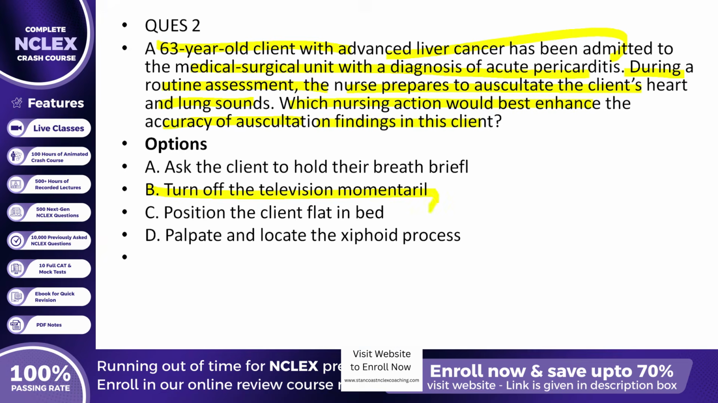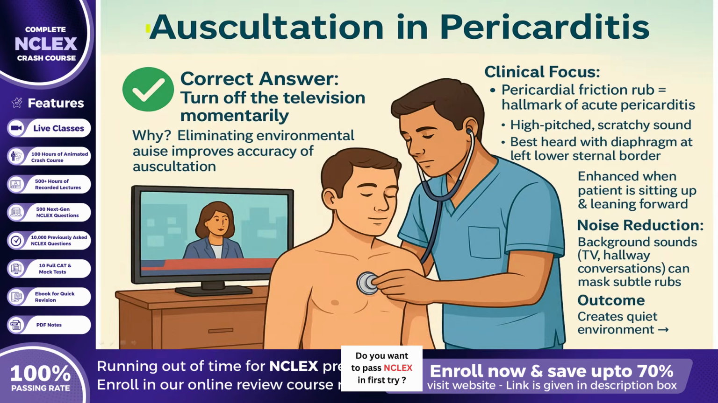Let us look at the rationale in detail. The most appropriate nursing action is to reduce or eliminate environmental noise. In a patient with pericarditis, auscultation accuracy is critical because one of the hallmark findings is a pericardial friction rub, a high-pitched, scratchy sound best heard with the diaphragm of the stethoscope at the left lower sternal border. This sound is subtle and can be masked by background noises such as a television or hallway conversations.